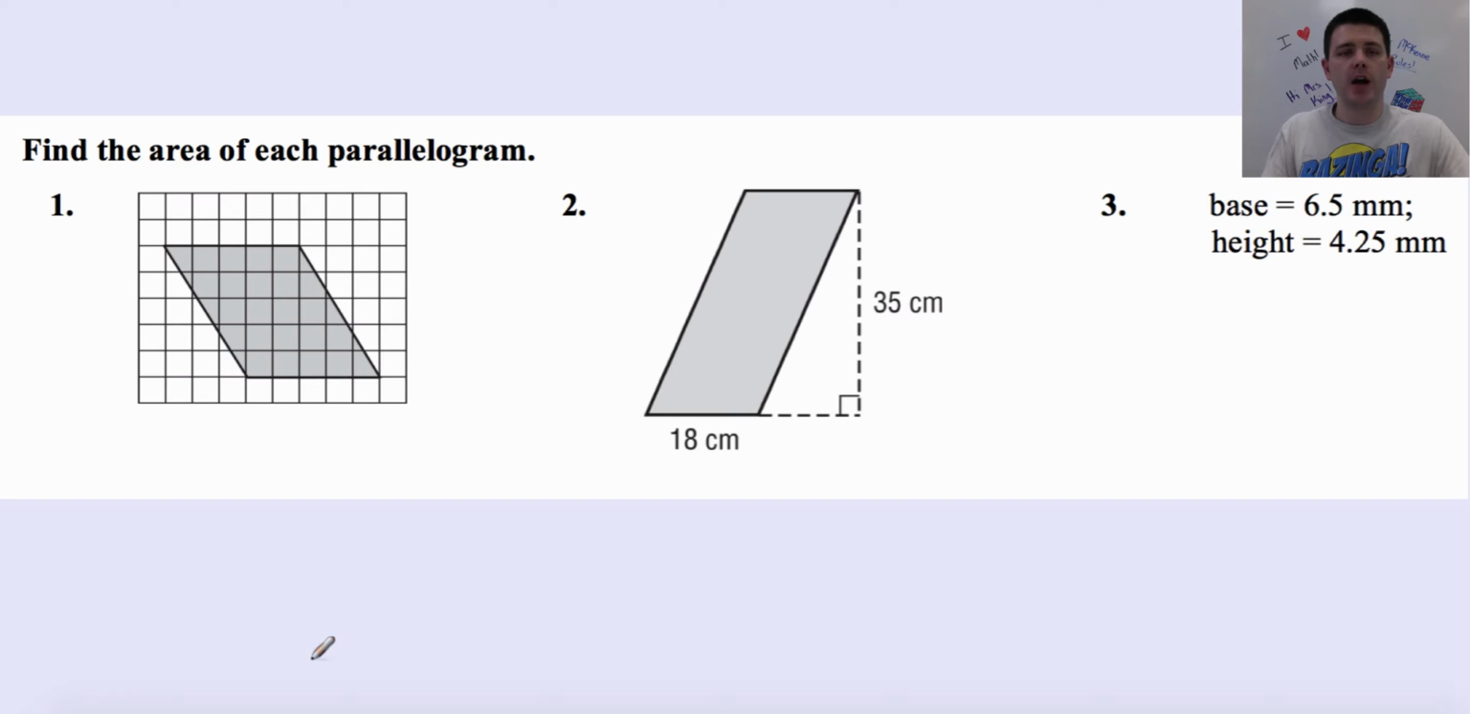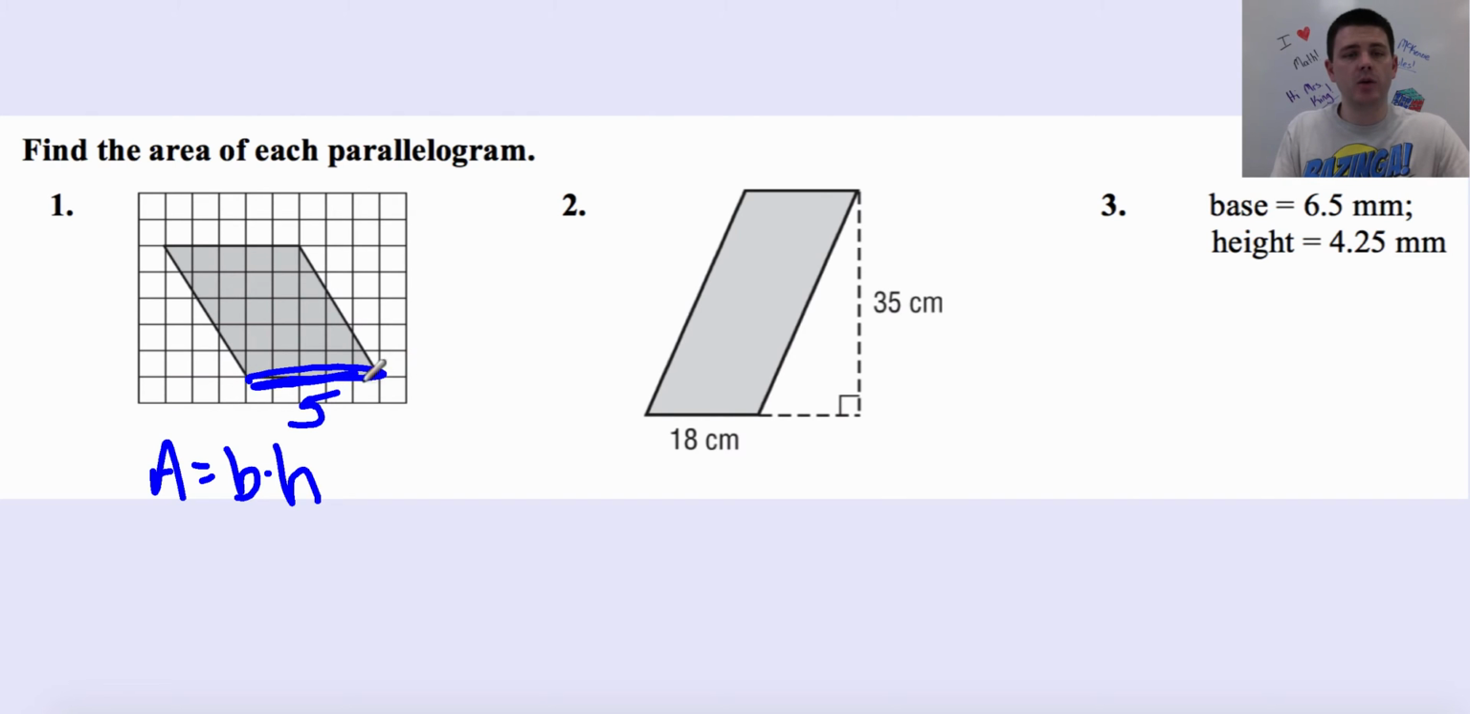So let's try a couple together quick. Remember, area is equal to base times height. So we need to find both the base and the height. Your base is from corner to corner. How many units long is this edge? Well, it's 1, 2, 3, 4, 5 units long.